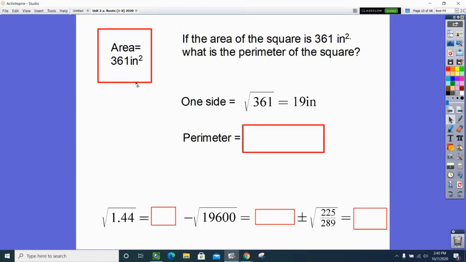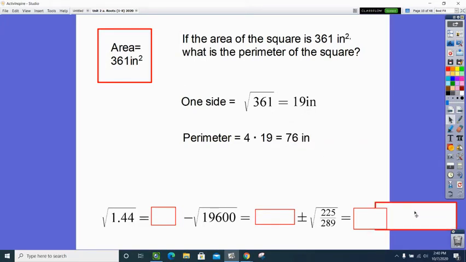The perimeter is all the distance around. Just like if you were going to put fencing all the way around, you would need 4 lengths of sides in order to totally fence this in. So if I have one side, I need 4 of these. So 19 times 4, I would need 76 inches of fence, which is crazy if you think about fencing.